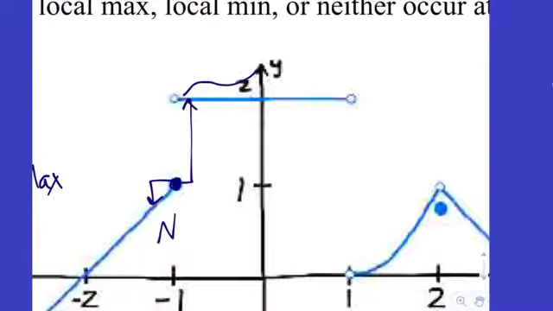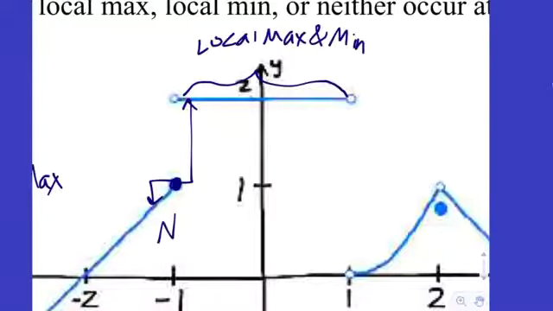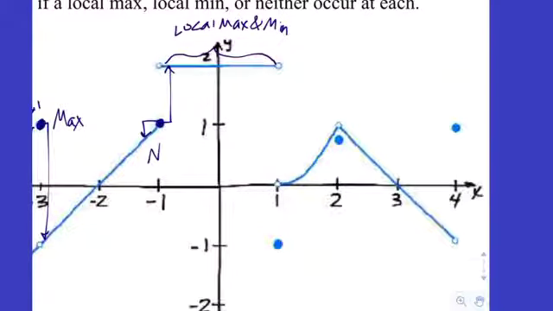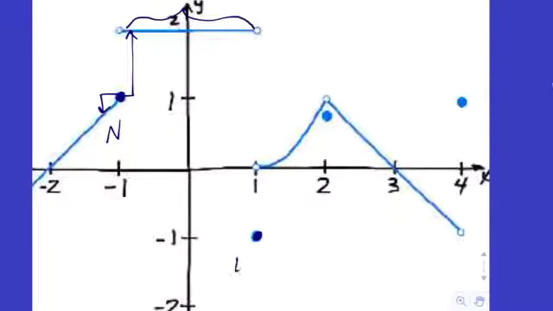Now, what about all the points between -1 and 1? Yeah, they're all local maxes and mins. So that's kind of the trivial case. On a horizontal line, 2 in this case is going to be a local max and a local min, and they occur everywhere. So what about at 1? Here's the y value down here. That's a local min. Good.